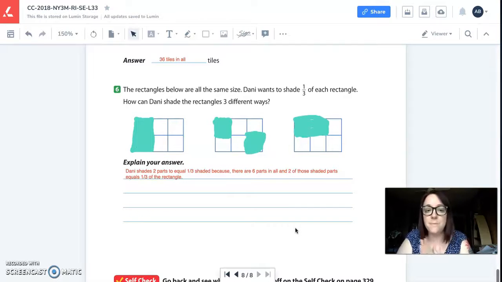Your Ready Practice math book that you guys have at home, you can work on this lesson in your book. Also, it's lesson 33. It will help you understand this stuff a little bit better, okay?